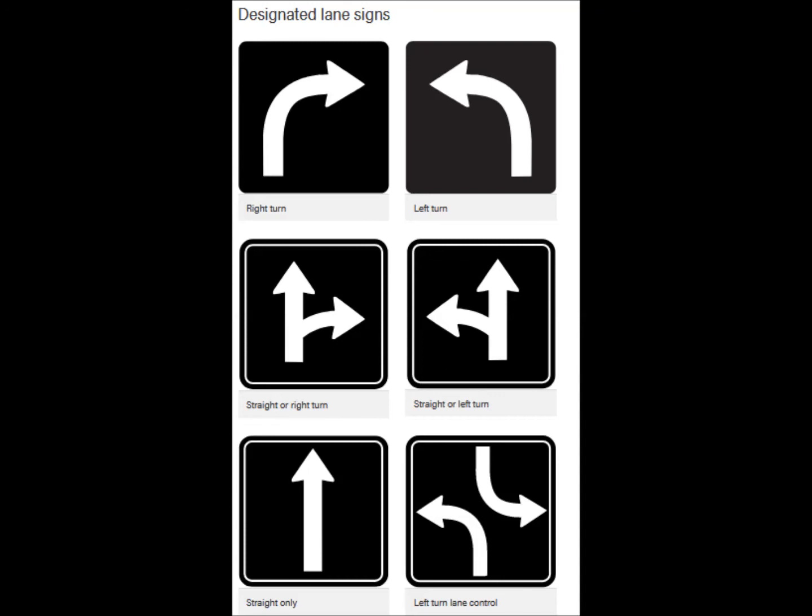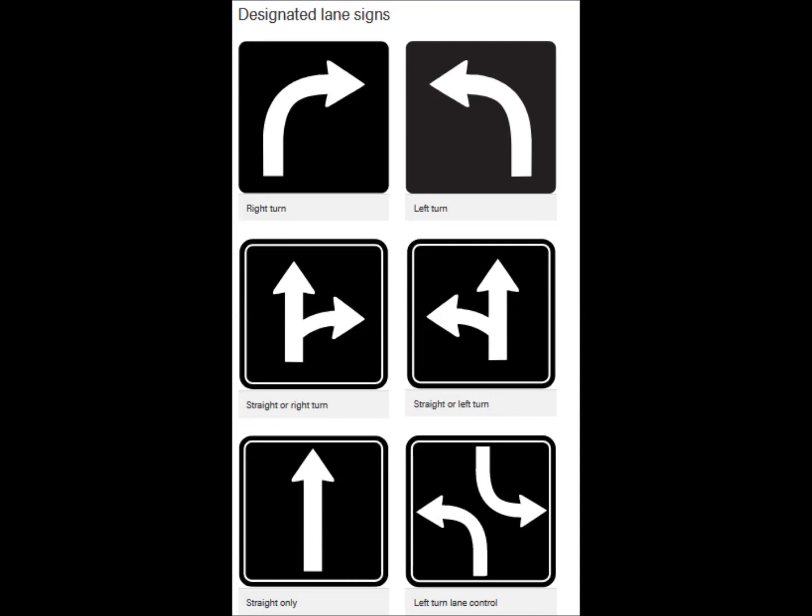Straight only. Image description. A black rectangle with an arrow going up. Left turn lane control. Image description. A black rectangle with two arrows, one coming down from the top and turning to the right, the other coming up from the bottom and turning left. Some intersections allow more than one vehicle traveling in the same direction to turn at the same time. Maintain your lane position during and after the turn.